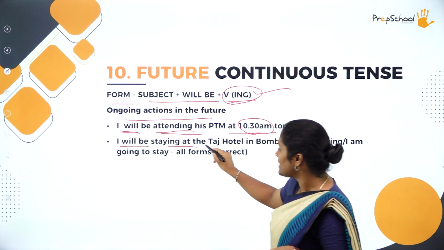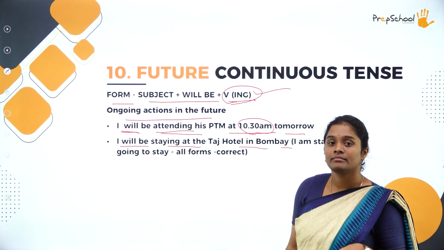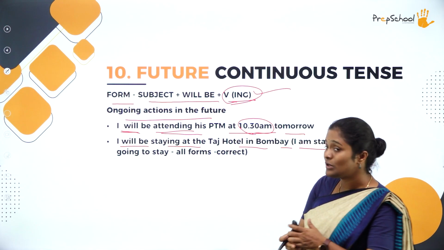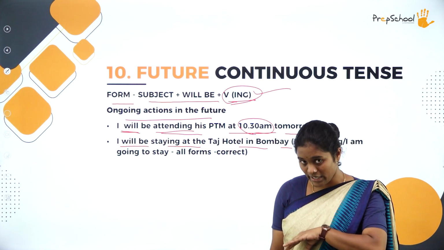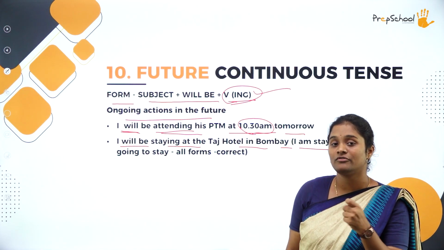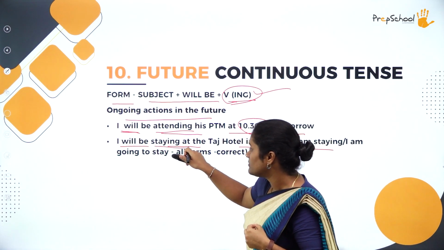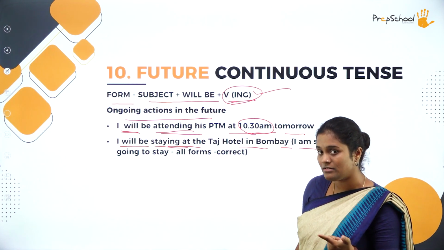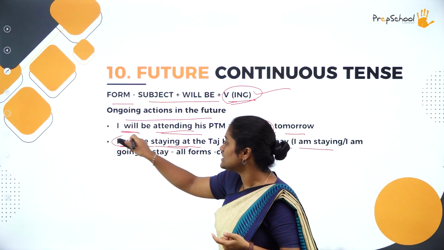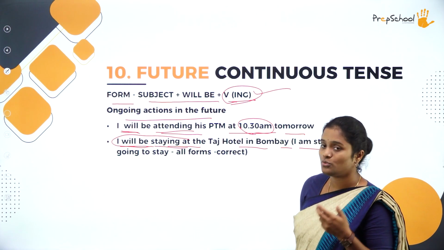I will be staying at the Taj Hotel in Bombay. In Bombay, I will be staying or I am staying is also correct. But if you're specifically talking about future continuous tense, then it is subject will be plus verb in the ing form. When you see will be, you get to know that it is future continuous tense.